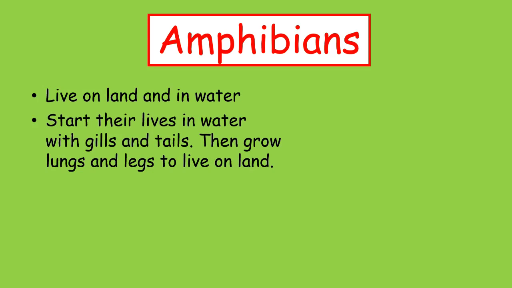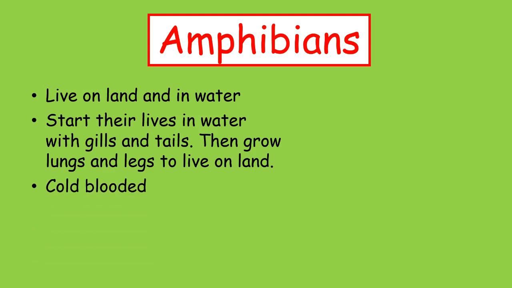Let's take a closer look at amphibians. Now, amphibians, they're very clever. They can live on both land and water, so they can breathe on the land and they can breathe in water. They start their lives in the water. They will have gills to breathe, which is like fish, and they will have tails. But they can then grow lungs and legs, which means they're able to live on the land as well.